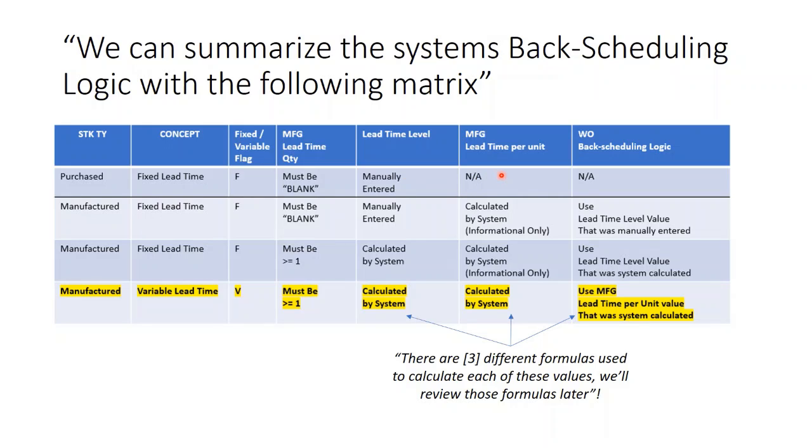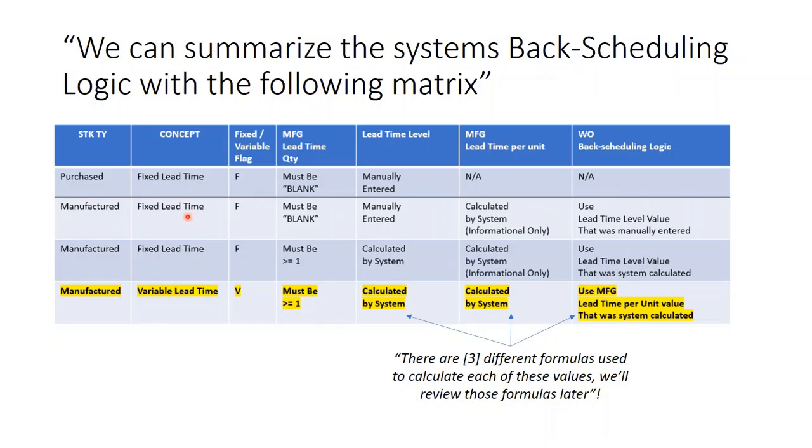The manufacturing lead time unit, the lead time per unit, does not apply for purchase items, and there is really no back scheduling logic for a purchased item when you cut a work order. You don't use work orders for purchase items, you use purchase orders to replenish items. But for make items, you can choose to either use the fixed lead time concept or variable lead time concept.